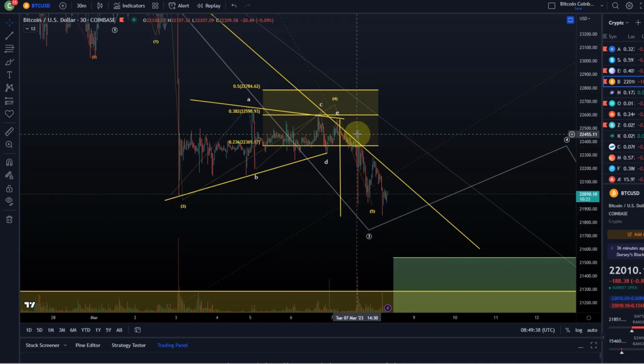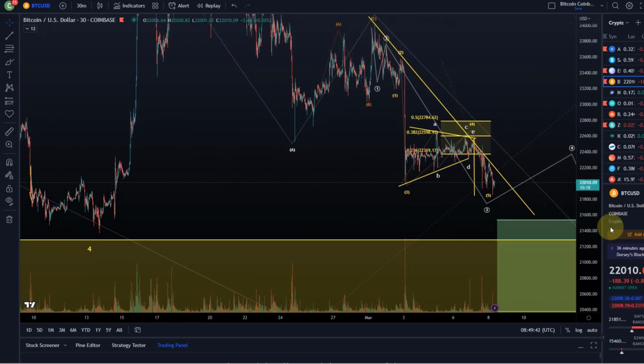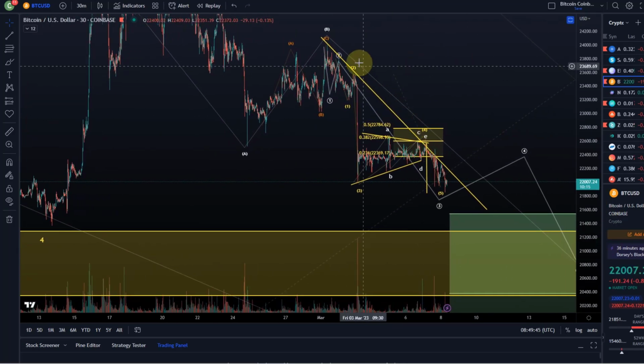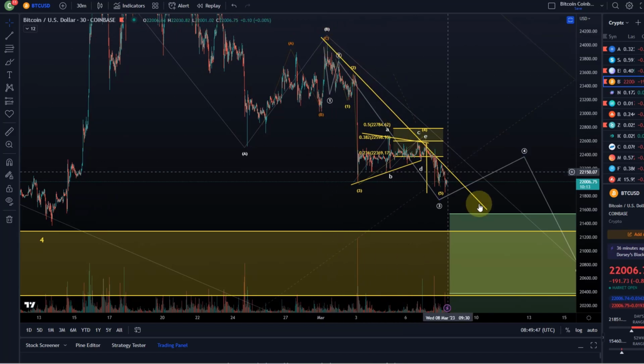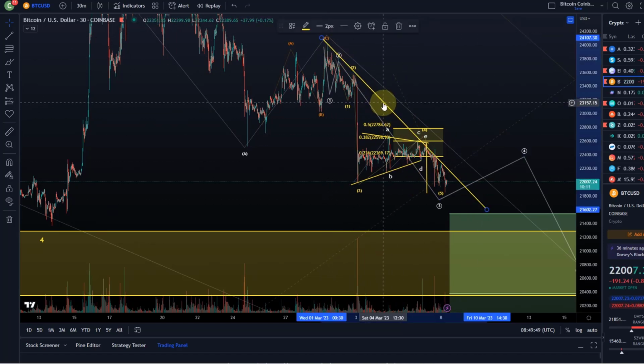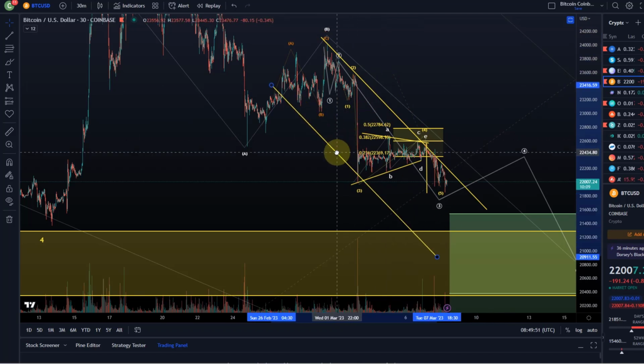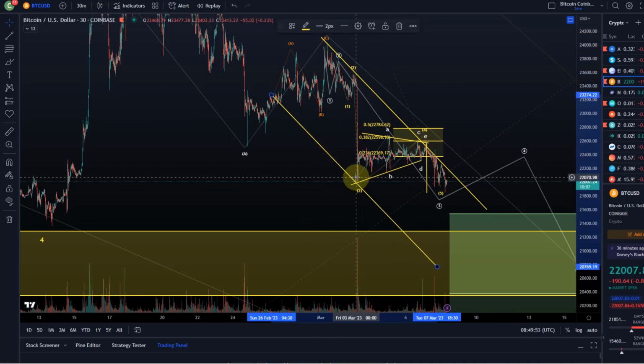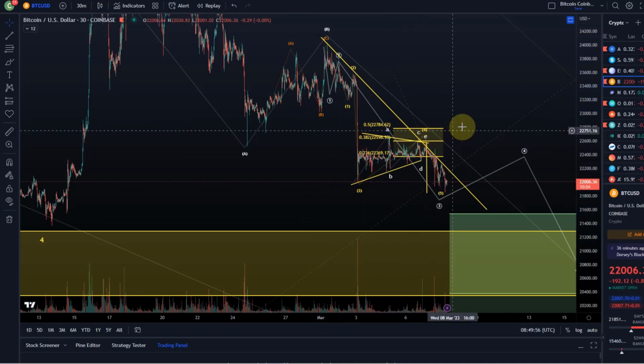It did recover quite quickly, but it failed to create an impulse and it failed to create a breakout above that descending trend line here, which I could also show as a corrective price channel, but either way it failed to create a breakout above the trend line.